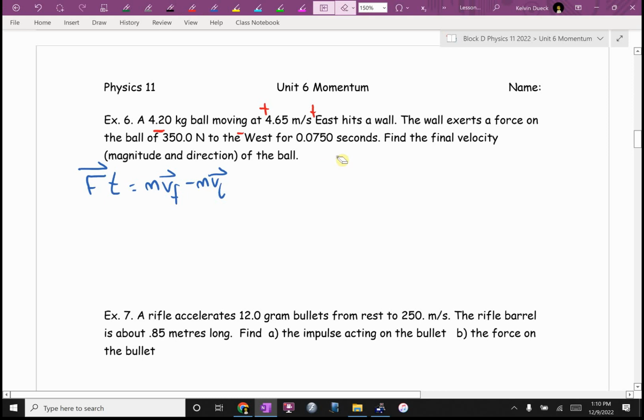Do I need to put a negative in front of the 0.075? Times the scalar, doesn't matter. Okay? And now you're getting a better idea of the difference between scalars and vectors and when we have to worry and when we don't.